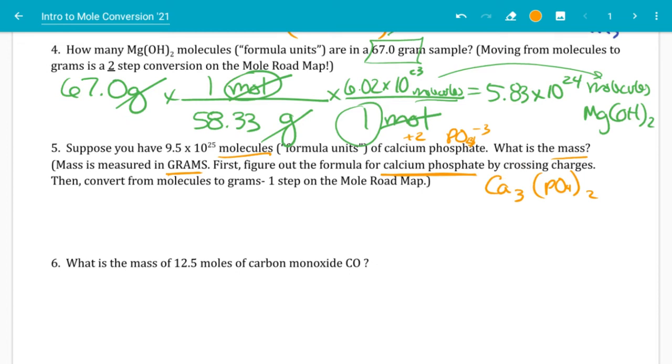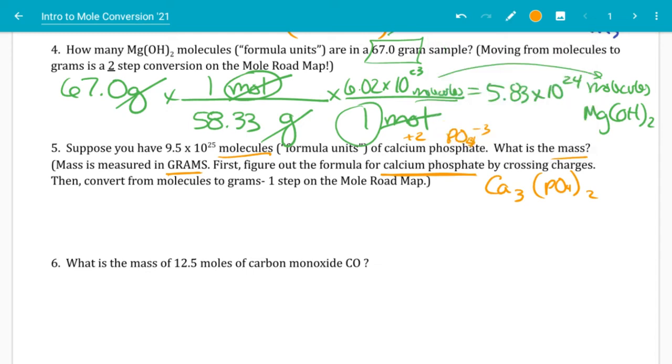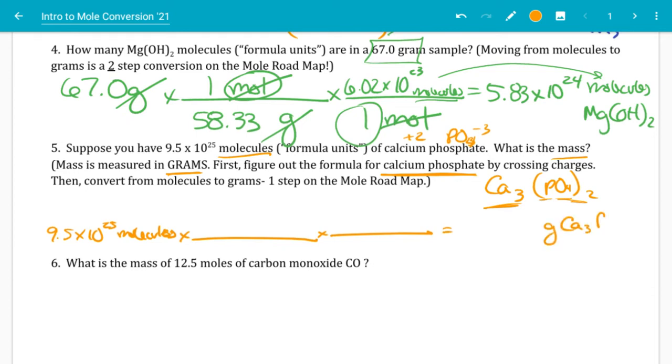Now, why did I have to calculate that correct formula? Because I need to calculate the mass, and so that totally matters. So I'm going to do 3 calciums plus 2 phosphoruses plus 8 oxygens. So I already did that, and I calculated the mass of that previously. So now I'm going to set up the whole problem. So what they give me is 9.5 times 10 to the 25th molecules. I can't spell. And it's a 2-step problem, so I'm going to give myself 2 conversion factors equals, and I'm converting all the way into grams of Ca3(PO4)2, oops, 2. I didn't do that very well.